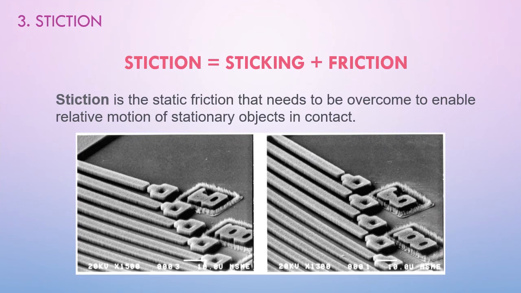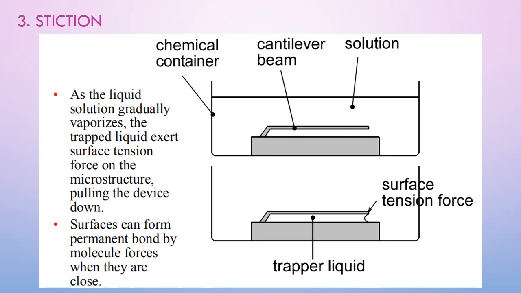The last one is stiction. Stiction, we can say, is sticking plus friction. So stiction is the static friction that needs to be overcome to enable relative motion of stationary objects in contact. Okay, so let's see the origin of the stiction.